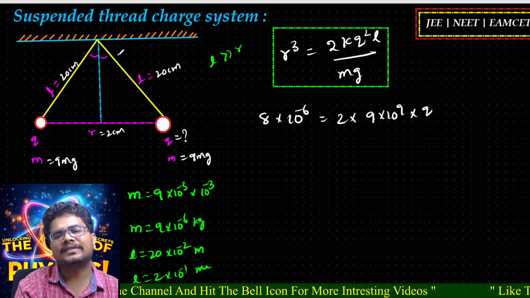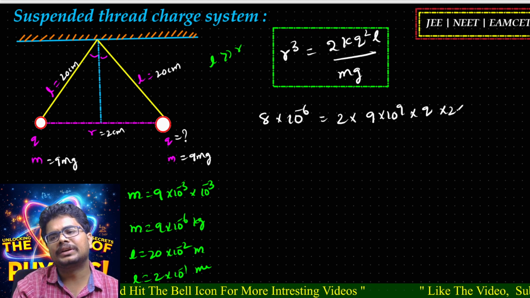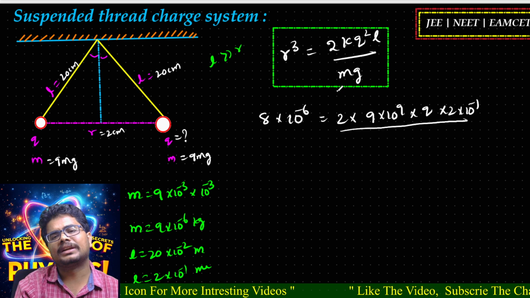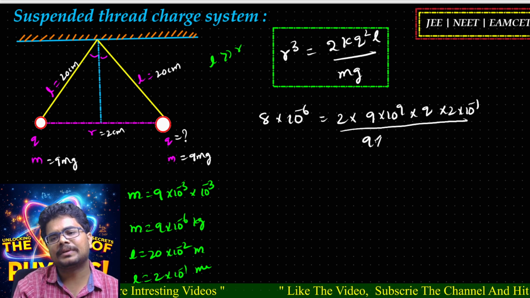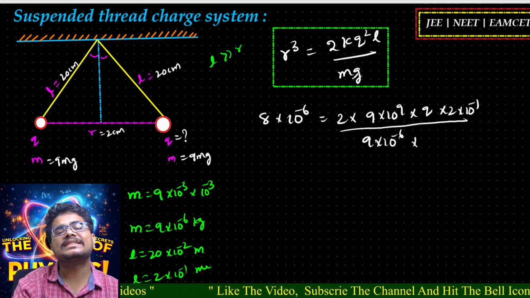Into L. Length value is 20 centimeters. 20 centimeters can be written in terms of meters as 2 into 10 power minus 1 meters. Divided by, listen properly, students, divided by the mass value. How much is the mass value? 9 into 10 power minus 6. Okay, into g value. G is nothing but acceleration due to gravity.